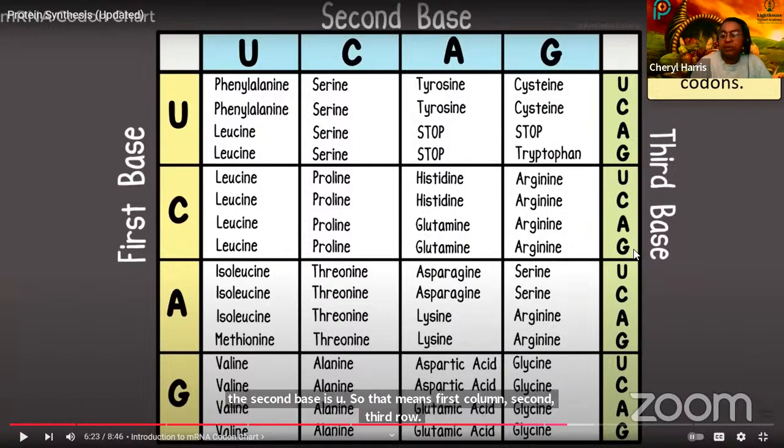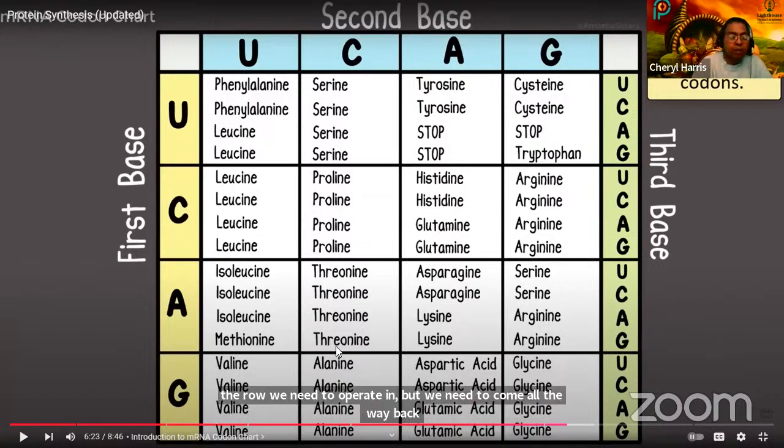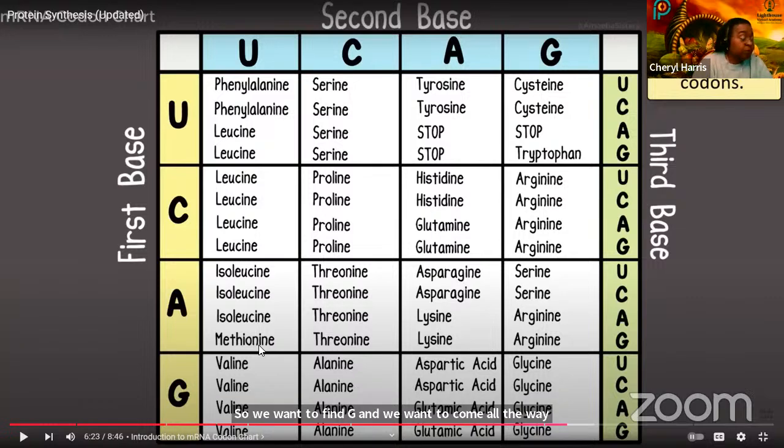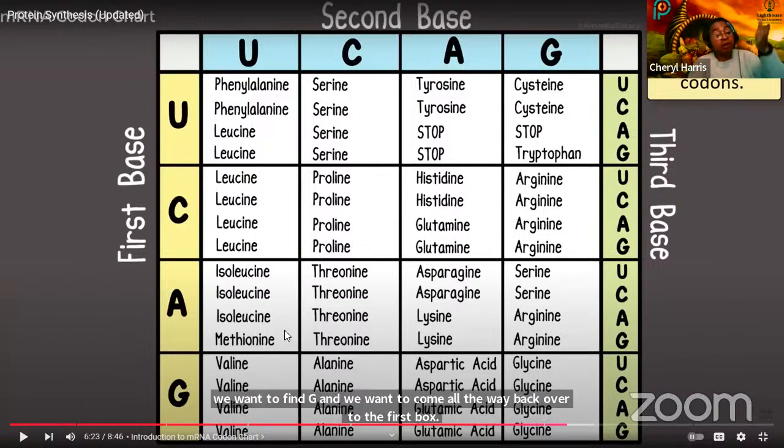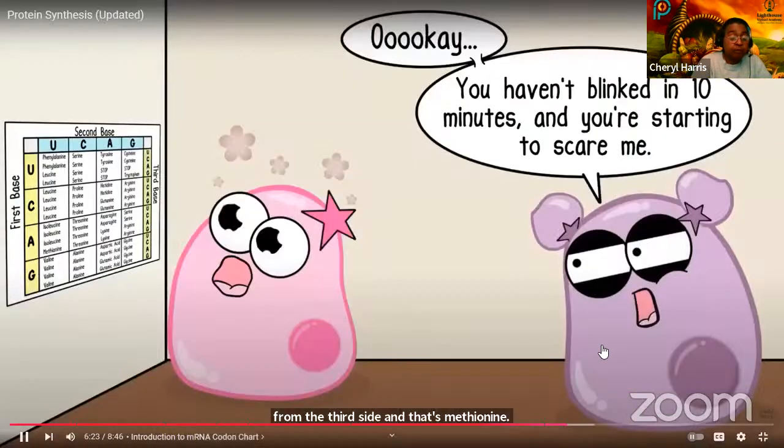And then we come to the third side. So we want to come down to that third row, because that's the row we need to operate in, but we need to come all the way back. So we want to find G, and we want to come all the way back over to the first box, because we need to be in the third row, second column, and we want the one that lines up with G from the third side, and that's methionine. That's methionine.